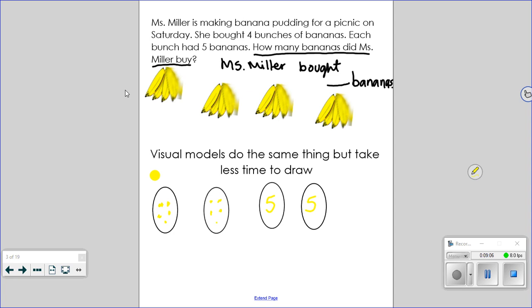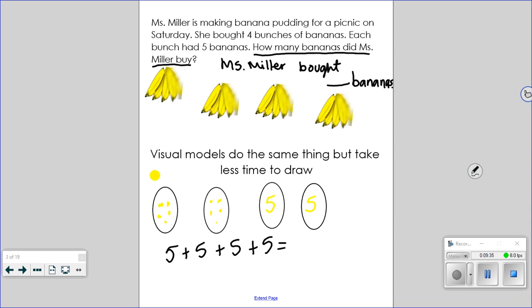What kind of math equation would help me solve this problem? Brinley? Repeated addition? Repeated addition. Give it a go. Tell me what to write. 5 plus 5 plus 5 plus 5 equals. Perfect.